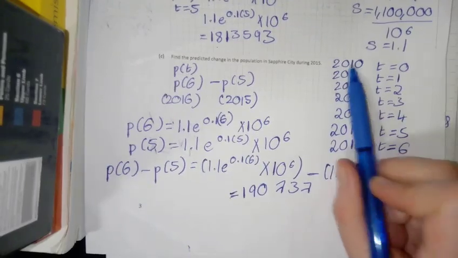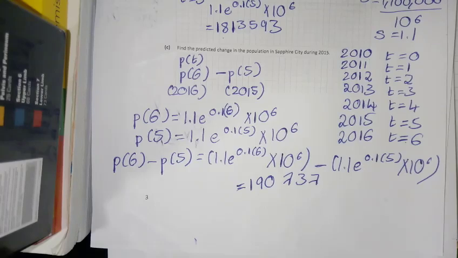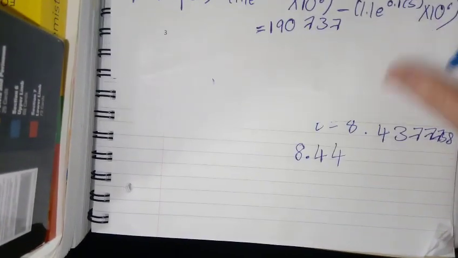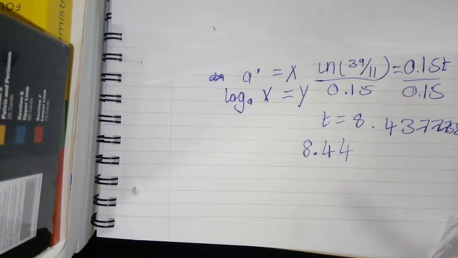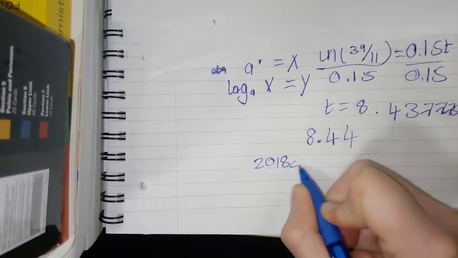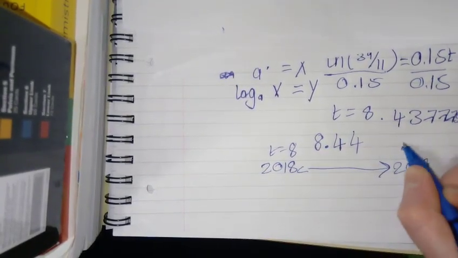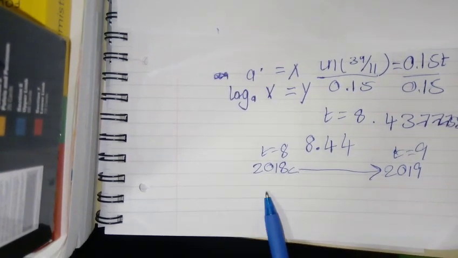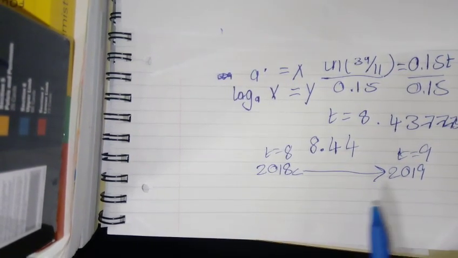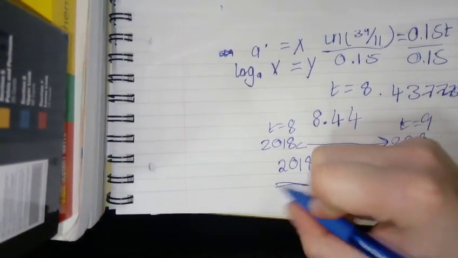So if we go back to our years, we got the beginning of 2010, t equals 0, and then we got down to 2016, t equals 6. So 2017 is t equals 7, and 2018 is t equals 8. So this is in between 2018, where t equals 8, and 2019, where t equals 9. So between the start of 2018 and the start of 2019, the year is going to be 2018. During that year, both populations are equal.